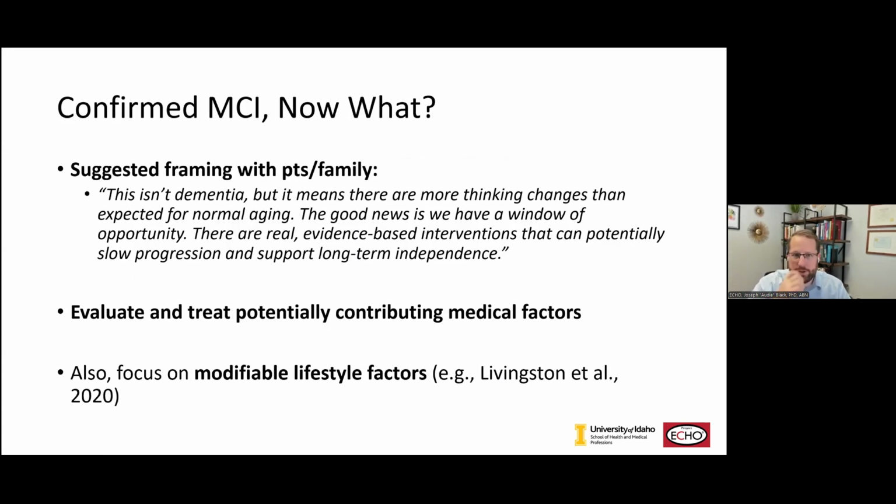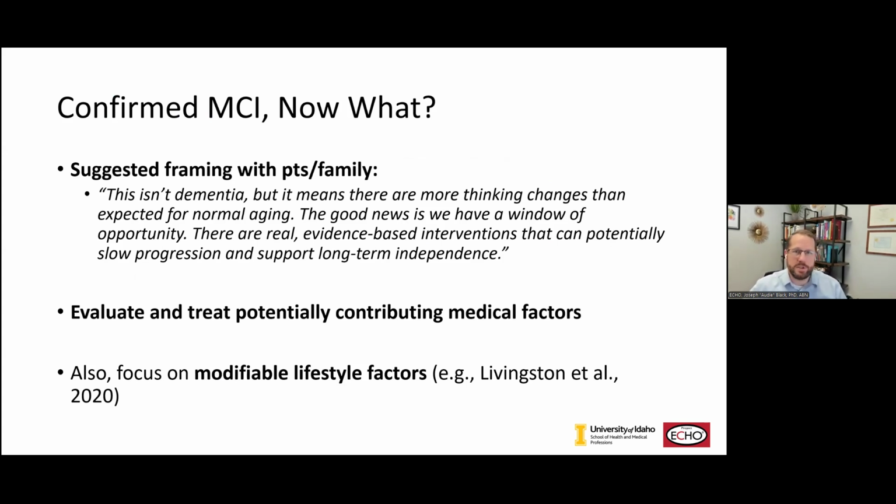So we're back to primary care, and I just have a couple slides here. Let's say we confirm it's MCI. We're at that early stage. And I put in some suggested framing to patients and families, and I would love to hear how you talk about this with them. Essentially, what I do is I talk to people and I say, look, the good news is it's not dementia, but it is showing that there's more changes than normal for the standard aging process. So we need to pay attention.